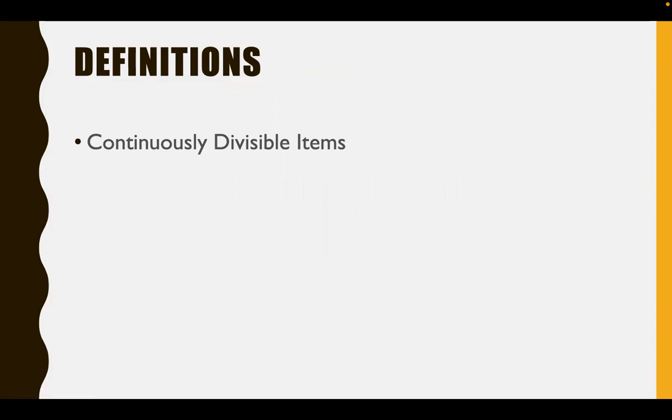Think about the word continuous, right? If we have something that is continuous, it just goes on and on and on. Let's think about a candy bar. Chocolate. Okay, so we have a candy bar and it goes on and on and on. It's a continuous piece of deliciousness. Well, we can divide that candy bar into pieces of any size.